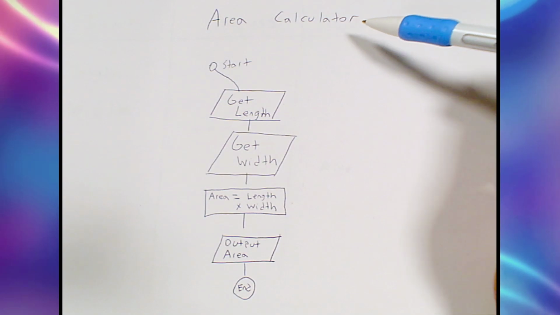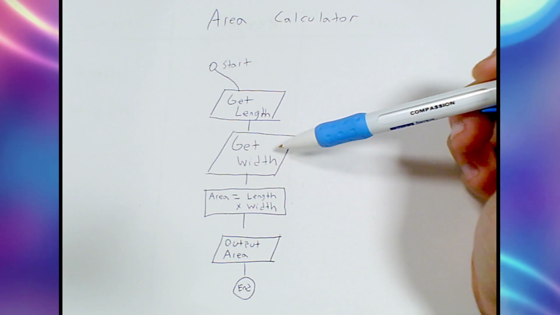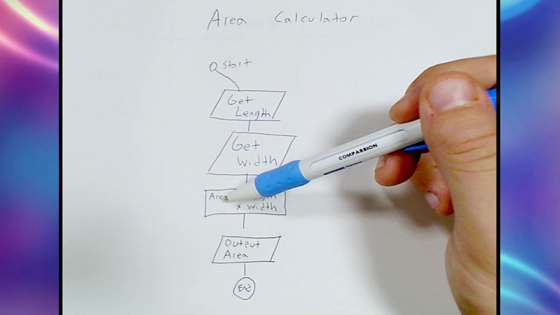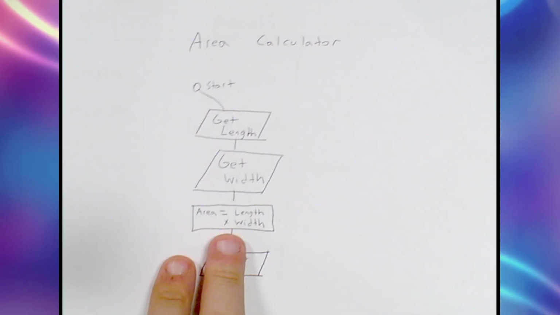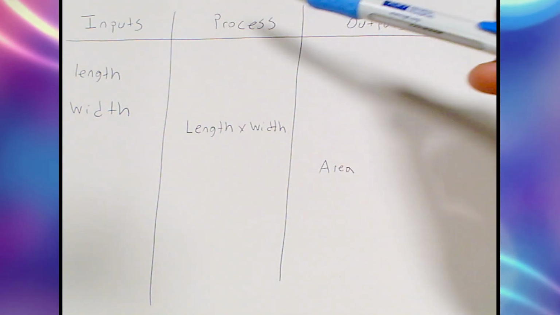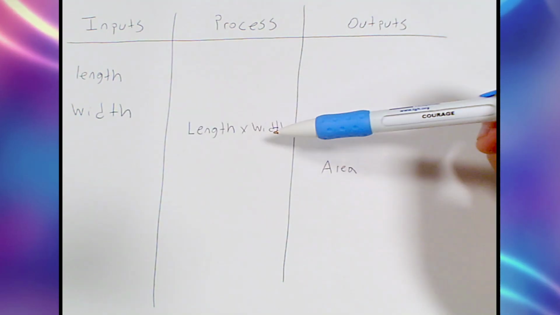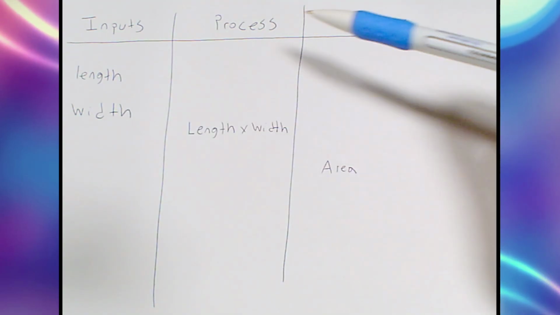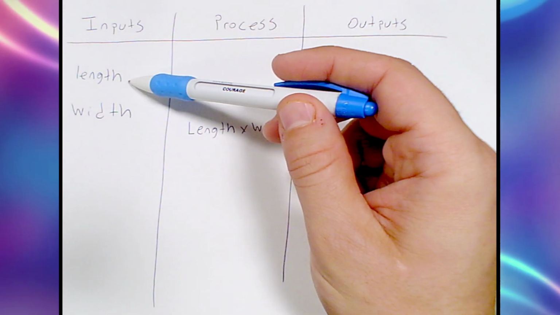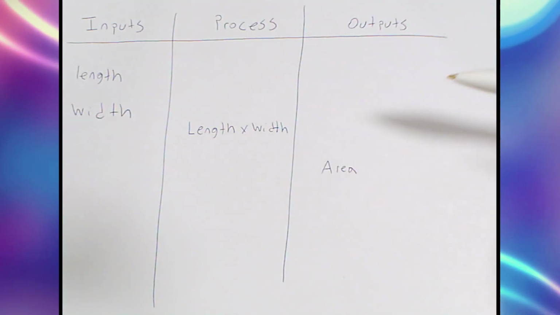In our area calculator example, we decided that we're going to get the length, get the width, then say length times width. We're going to store whatever that value is into area, and then output area to the screen. We also discussed inputs, processes, and outputs, where we said we need to know what the length is, we need to know what the width is, then here's the process and here's the area. As we learn what variables are this week, just know that length is going to be a variable, width is going to be a variable, and area is going to be a variable.